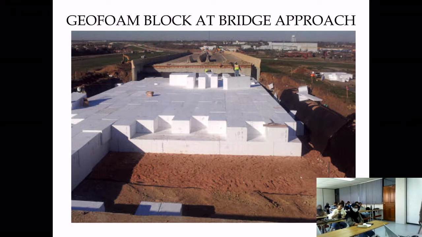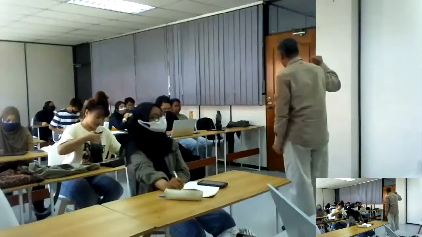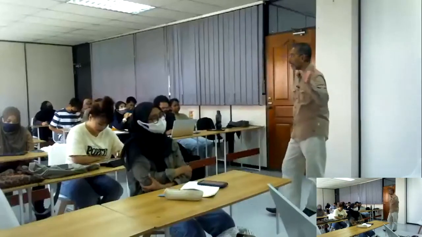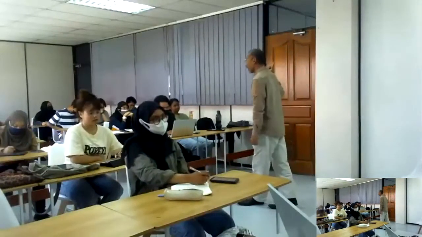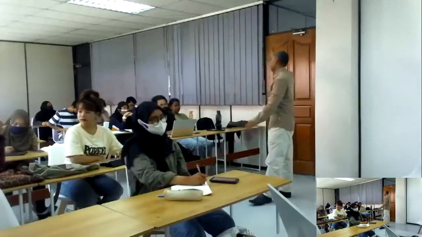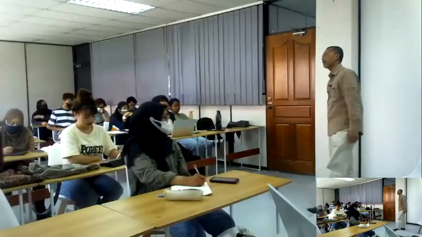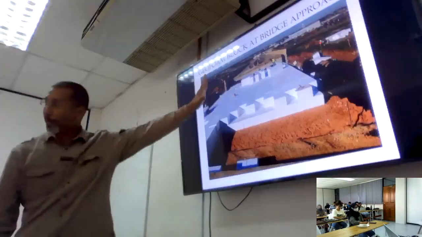So just geoform block at bridge approach, like we have in Second Penang Bridge. After it was completed, there was a lot of legal issues because the road users were claiming that their vehicles were damaged because of this thing. You know, on the other side of the Second Penang Bridge, not on this side, in the mainland side of Penang Bridge.